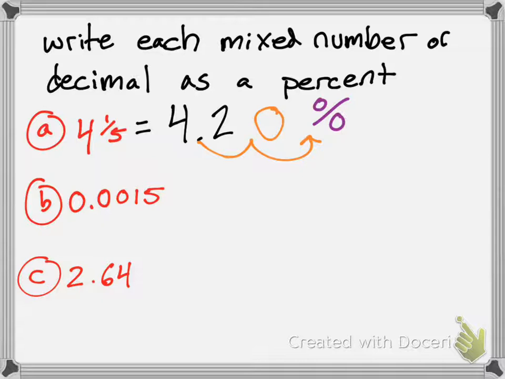Based on that, Anna Jolene, what would the answer to B happen to be? As a percentage, she got it perfect. We moved our decimal over 2 places. We got 0.15%. Excellent. Great job, Jamal. What about the last one? What percent is that going to be?